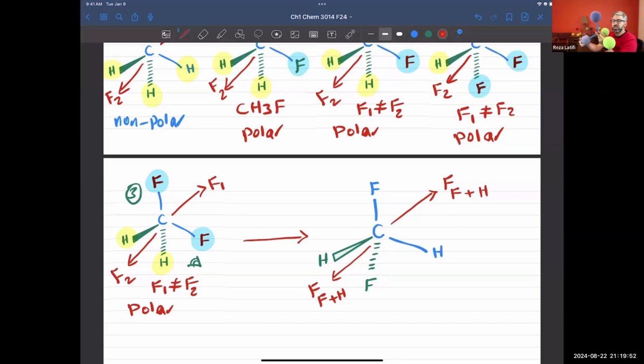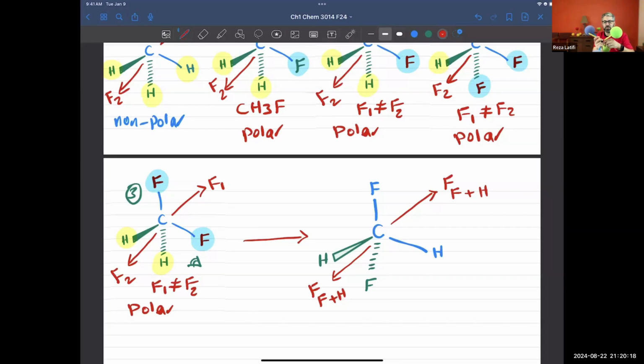Let's turn it that way. So where is the vector for the fluorine? It will be somewhere here, correct? And where is the vector for the hydrogens? For the hydrogen, it will be here. So this one is there, and hydrogens are here.